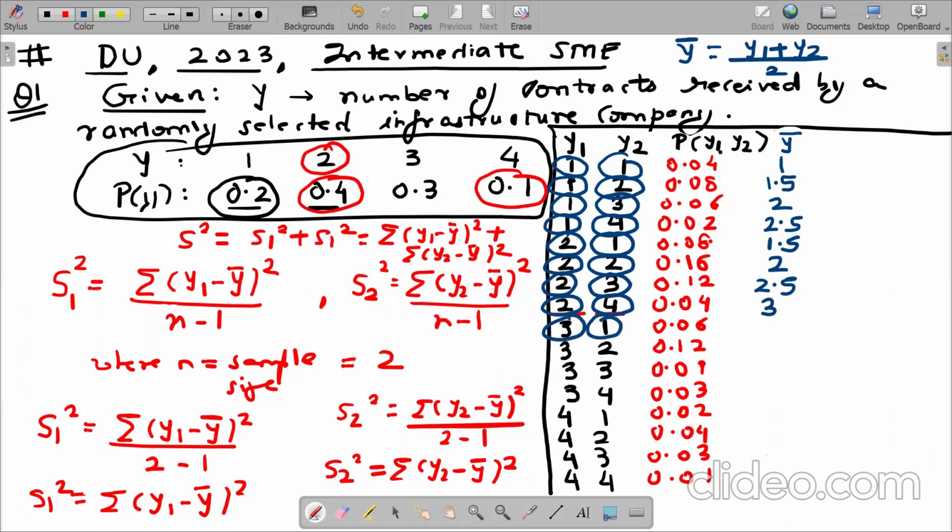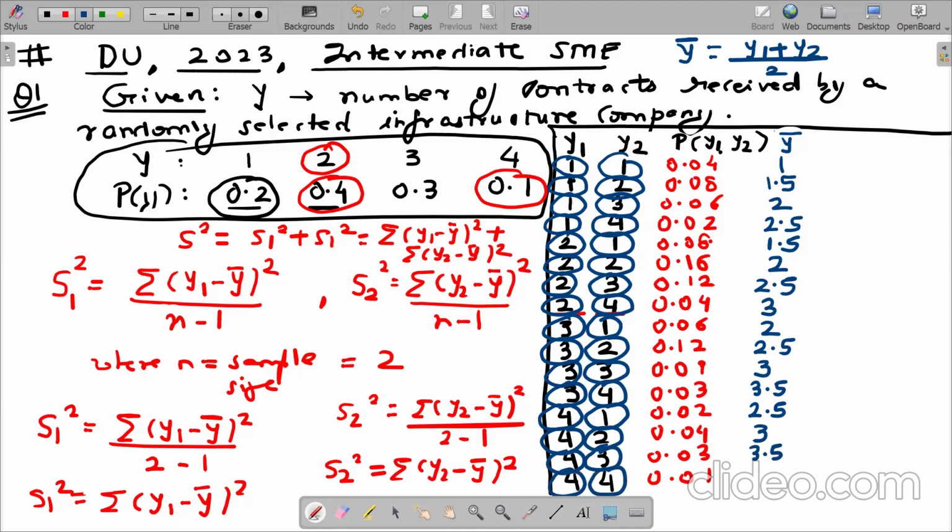3 plus 1, 4 divided by 2, 2. 3 plus 2, 5 divided by 2, 2.5. 3 plus 3, 6 divided by 2, 3. 3 plus 4, 7 divided by 2, 3.5. 4 plus 1, 5 divided by 2, 2.5. 4 plus 2, 6 divided by 2, 3. 4 plus 3, 7 divided by 2, 3.5. 4 plus 4, 8 divided by 2, 4. So this is our y bar.